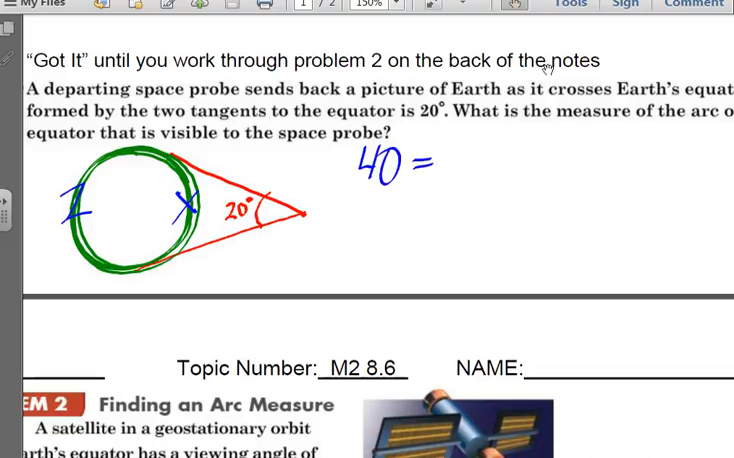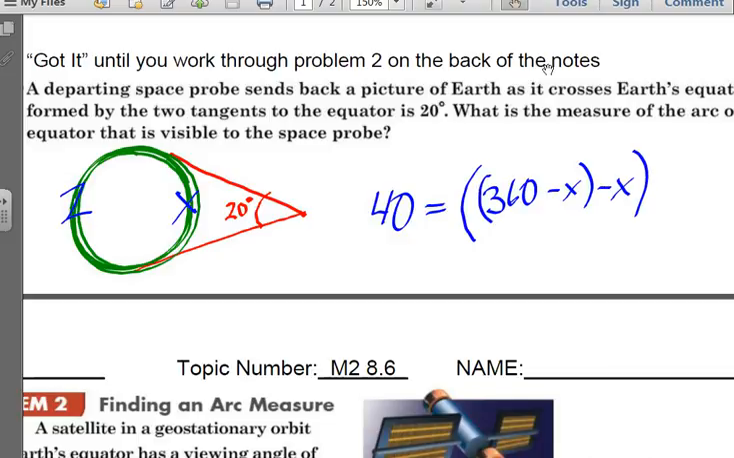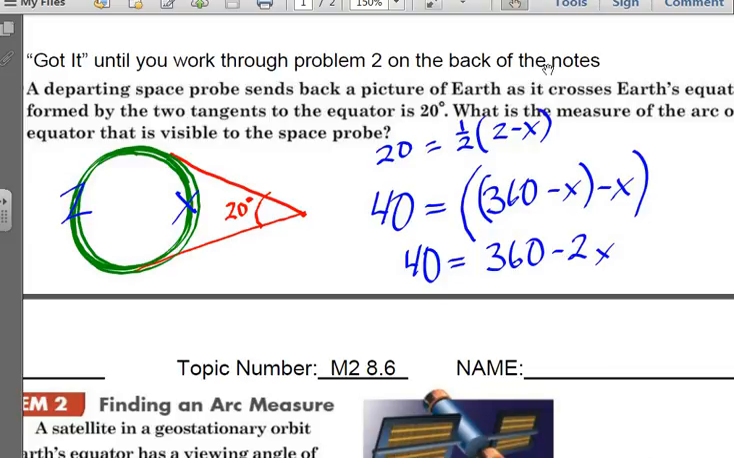So he skipped a step. Be careful here. 40 equals what? Parentheses 360 minus X minus X. You skipped like 3 steps. So he started with 20 equaling half the difference, Z minus X. Then he said, I can replace your Z. So you said Z can actually be 360 minus X, because they are partners.